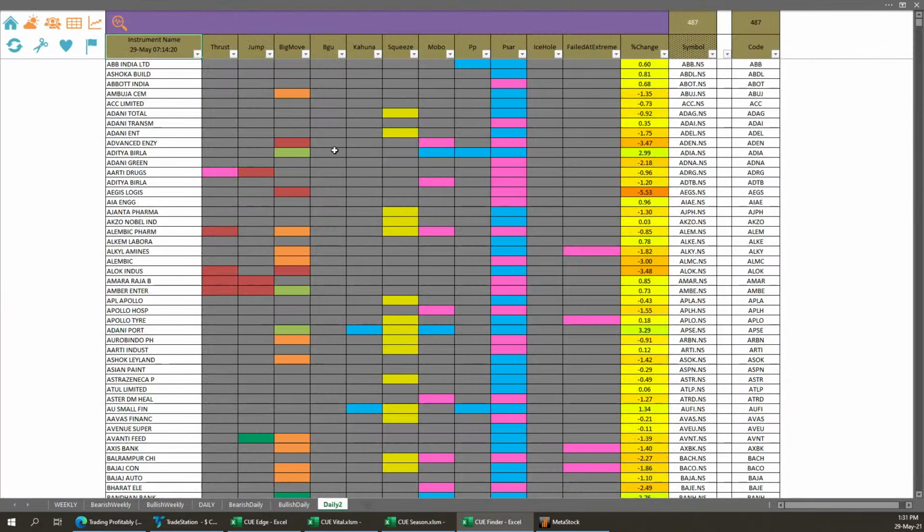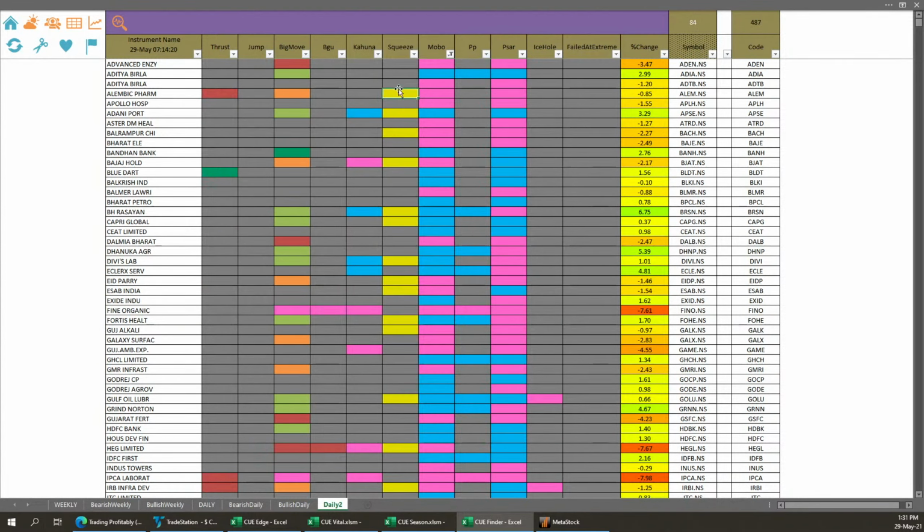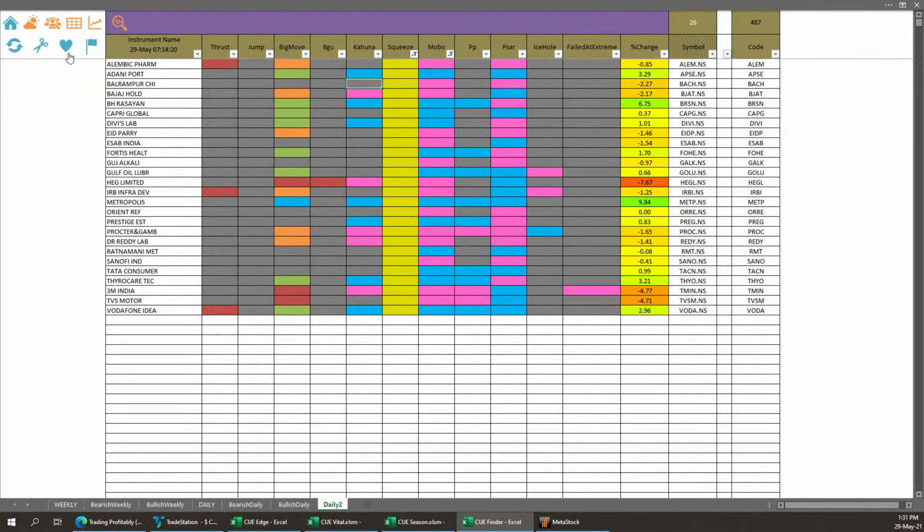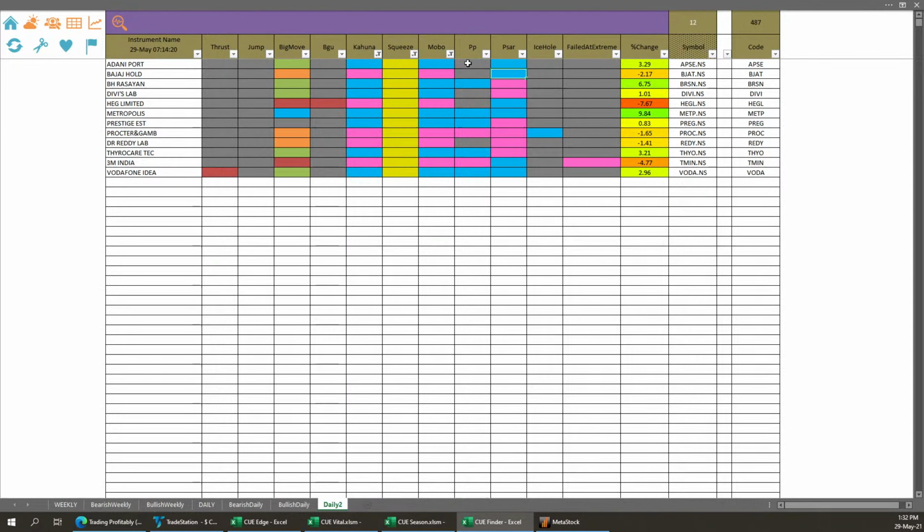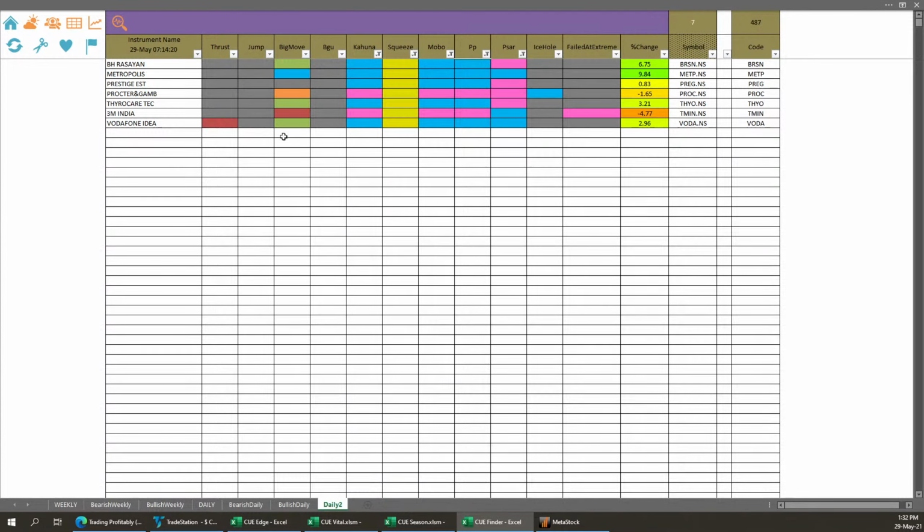Now let me demonstrate something I have access to now. Again, I have no plan to document this. I am not an expert necessarily on these names, but let me demonstrate. This is a new tab in Finder, not released, and it may not be released to everybody. Let me flag for mobo breakout from a squeeze with a kahuna with pocket pivot. Let me sort by percentage.